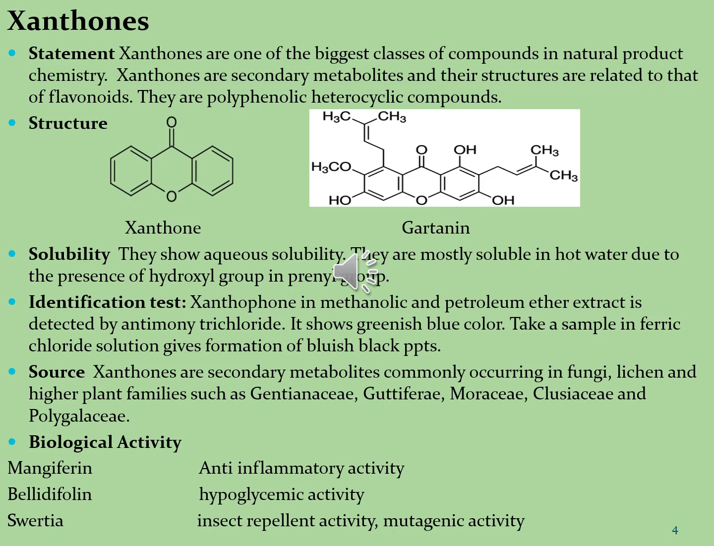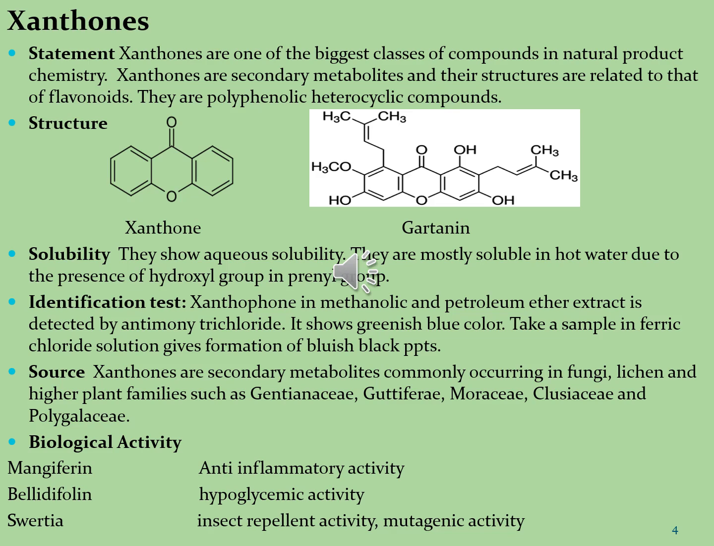So xanthones in methanolic and petroleum ether extract are detected by antimony dichloride. It shows a greenish blue color. Take a sample in ferric chloride solution, which gives formation of bluish black precipitates, which indicates the presence of xanthone phytoconstituents.